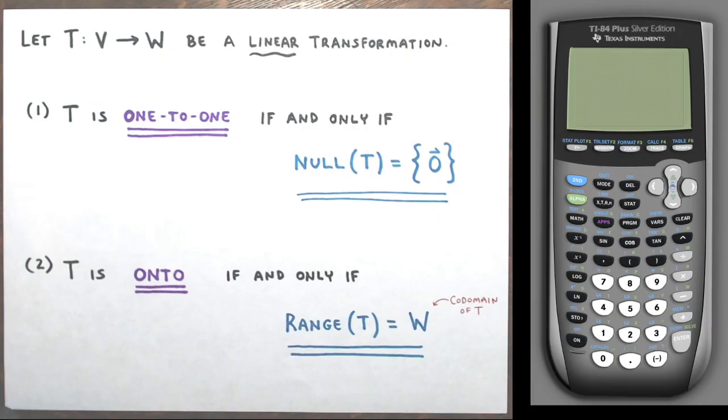So I'll start off with this and then we'll go into some examples, where we find the null space and range of some linear transformation and use it to make statements about whether or not that transformation is one-to-one or onto.